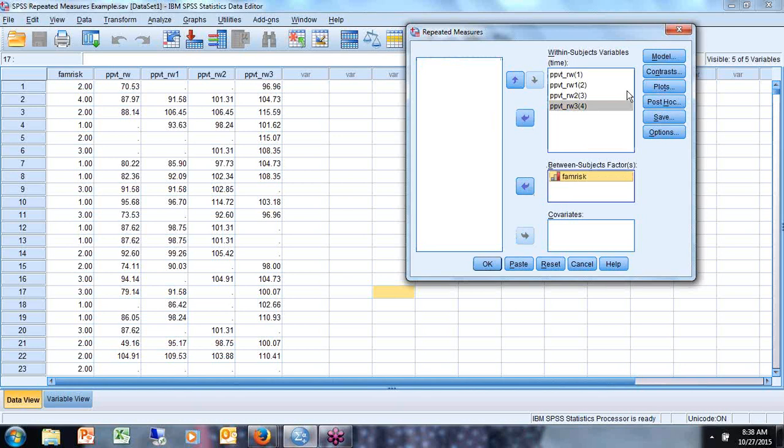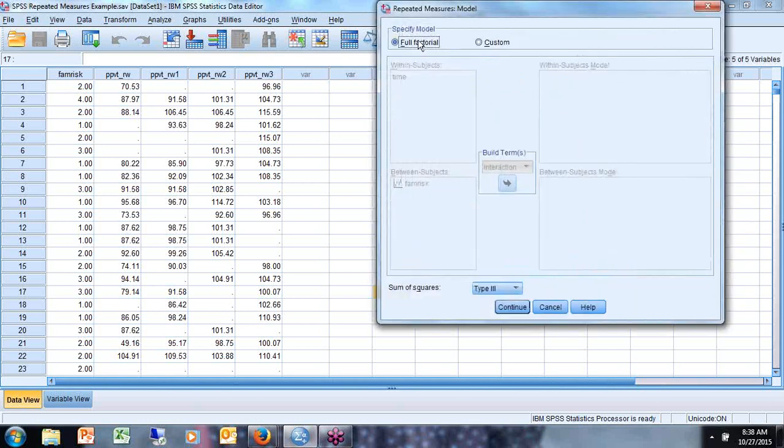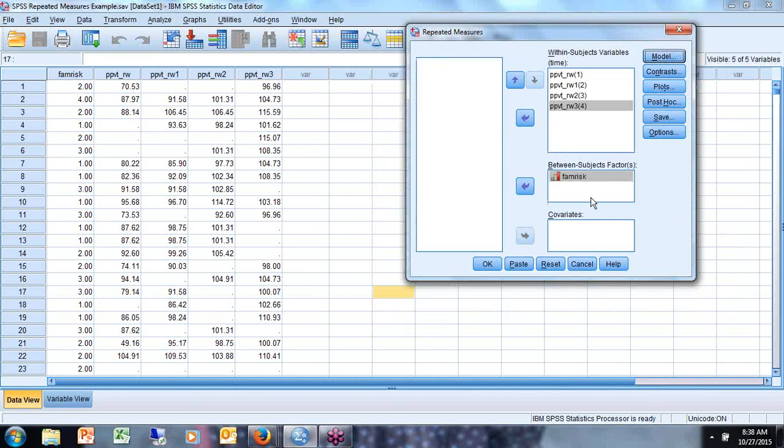We need to make sure that we have not changed our model. In a previous video, I had done ANOVA, so we need to make sure that the model is still the full factorial model with type 3 sums of squares. It is, so we can continue there.